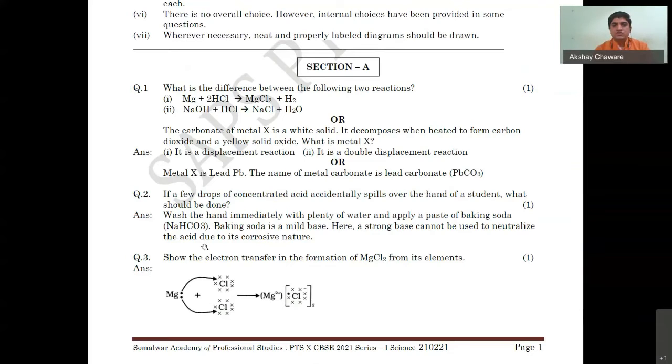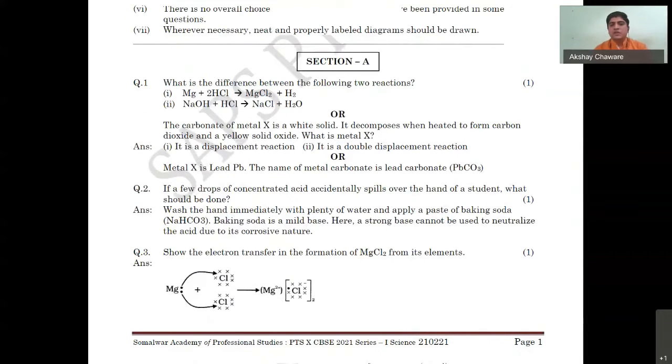Now, in the second question, it was asked that concentrated acid accidentally spills over the hand of a student. What should we do? Simple remedial methods are necessary here: we should apply plenty of water, and we should apply a paste of baking soda. Baking soda is a mild base. We should not use a concentrated base because of its corrosive action.